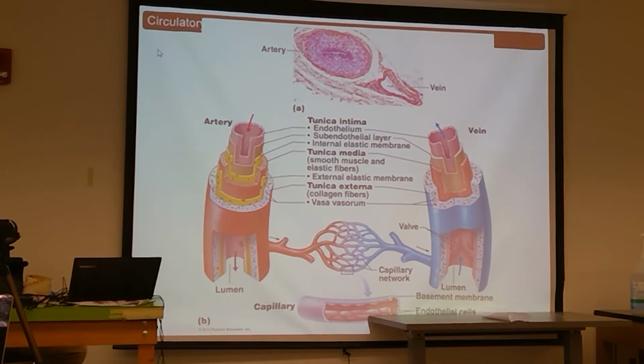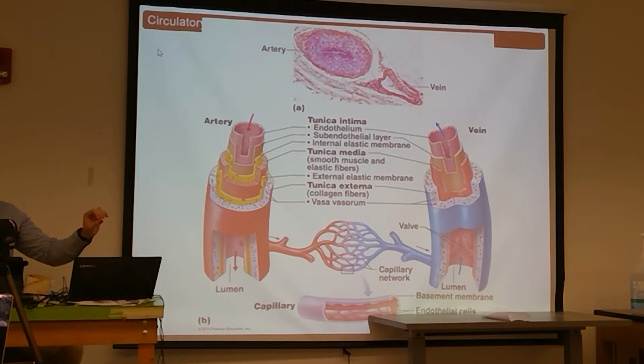What else? They both have the tunica intima, right? But we talked about this tunica media here, a lot thicker in the arteries. And so when we look at it under the microscope, you're going to be able to see almost like a circle, because it's able to hold its structure a lot better than the veins, whereas the veins will be kind of like flat and not as held together.